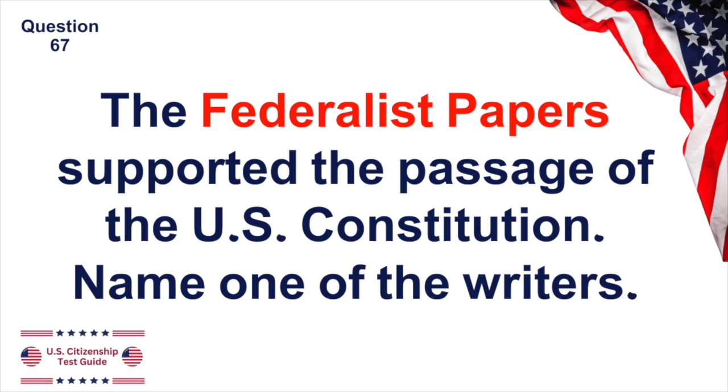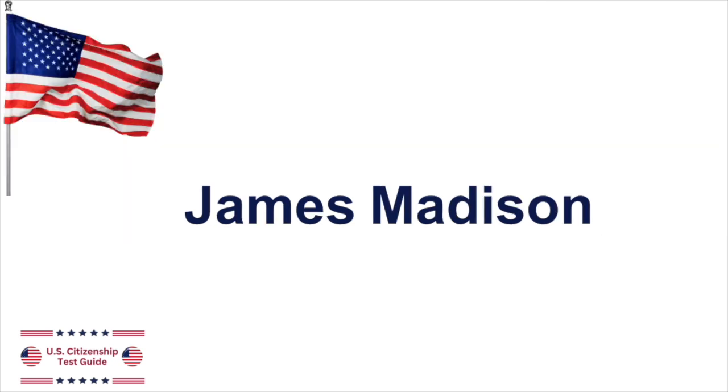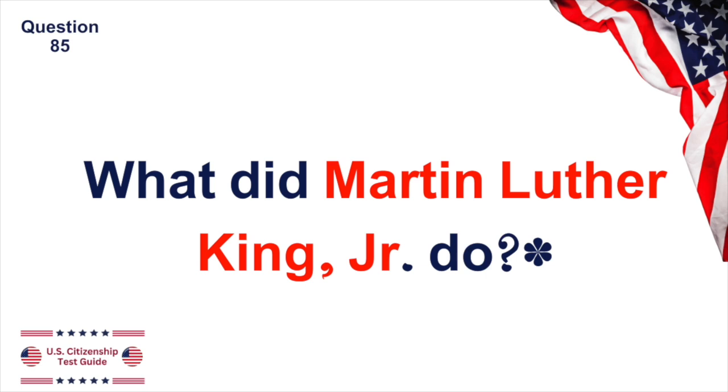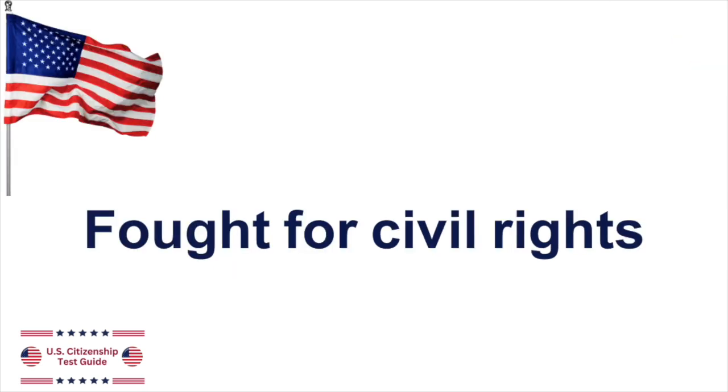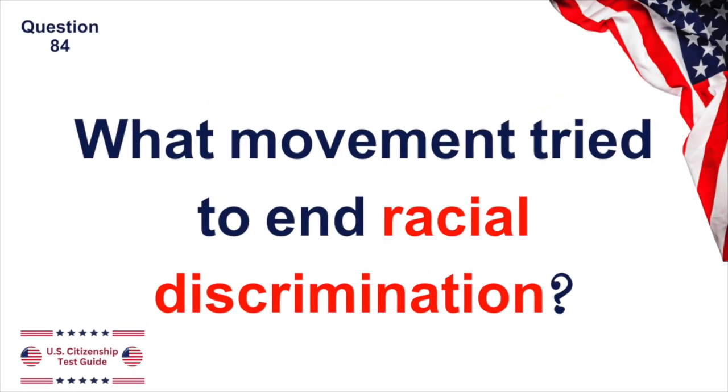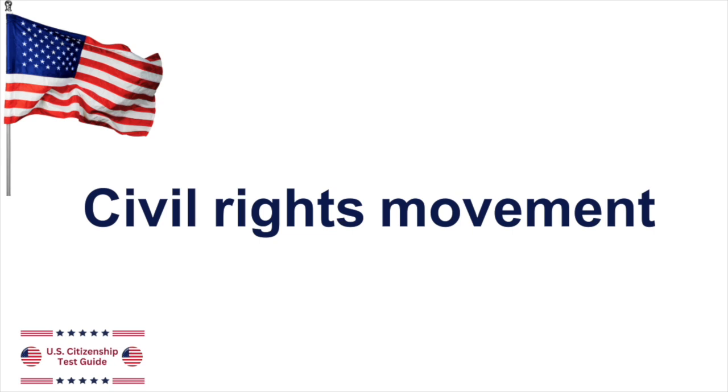The Federalist Papers supported the passage of the U.S. Constitution. Name one of the writers. James Madison. What did Martin Luther King Jr. do? Fought for civil rights. What movement tried to end racial discrimination? Civil rights movement.